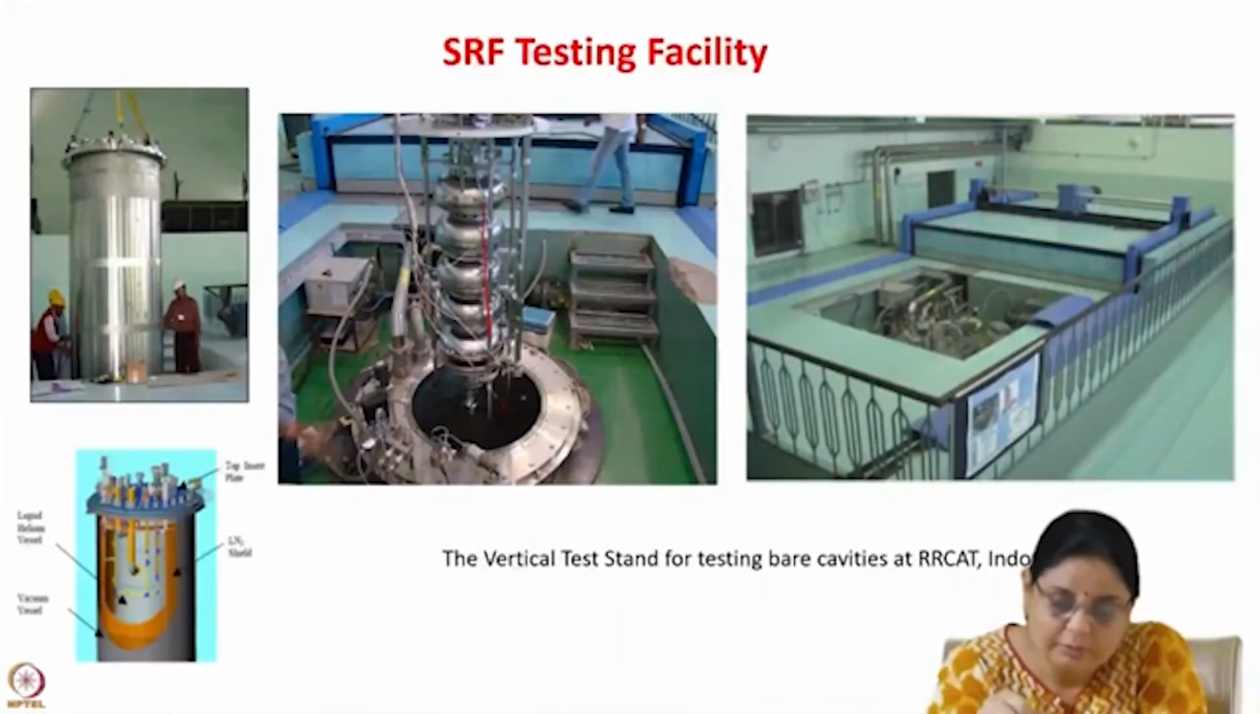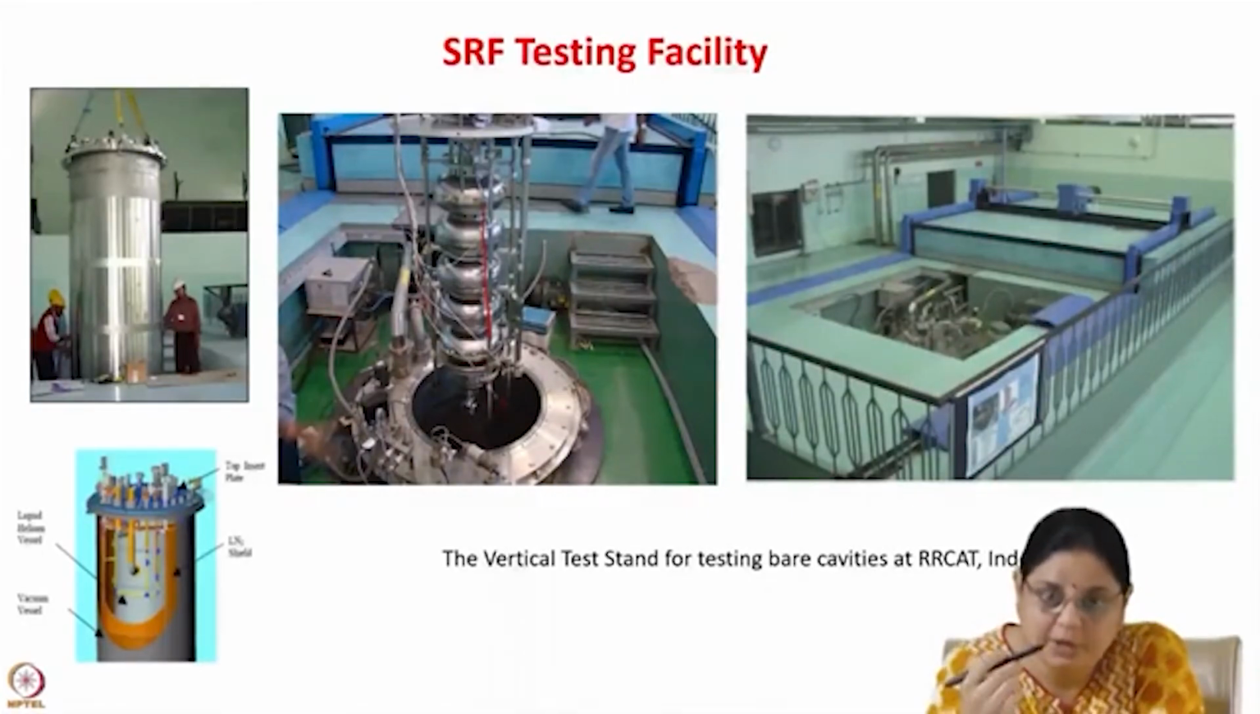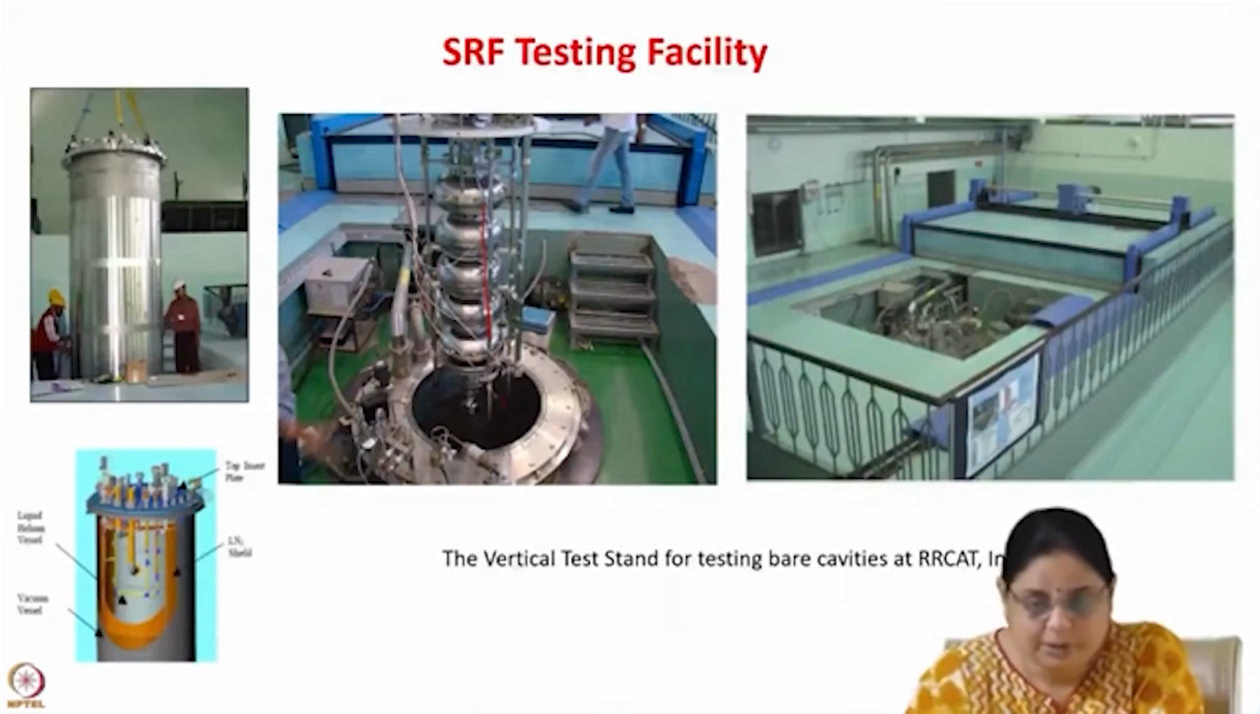So the cryostat will be filled with liquid helium. It requires huge quantities of liquid helium. So a huge cryo plant is also required. The cavity will be dipped inside this and then it will be tested before jacketing the cavity. So these are pictures of the vertical test stand for testing bare cavities at RRCAT.